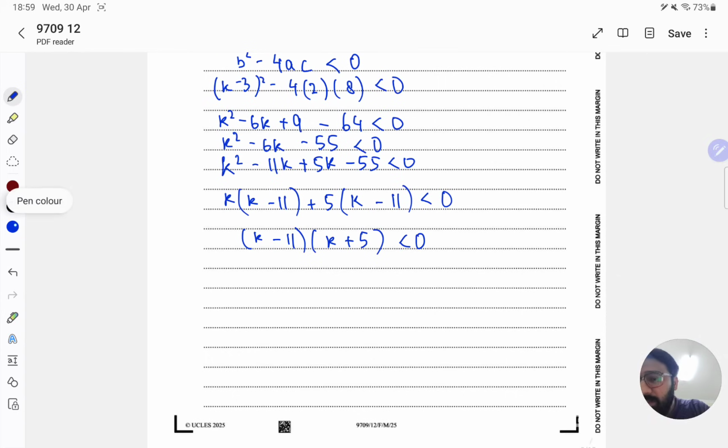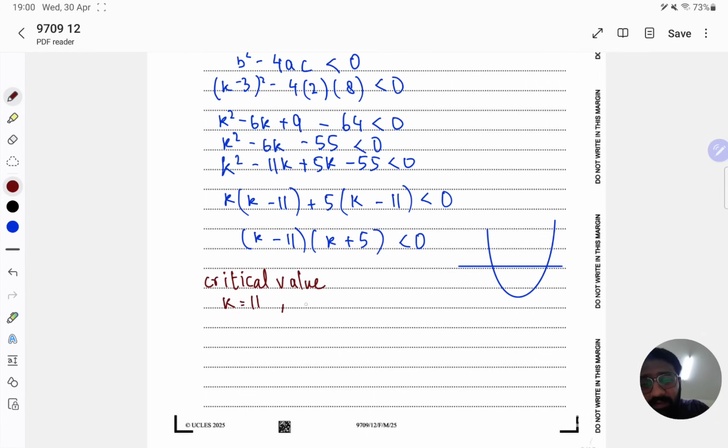So let me just visualize it. If this is the axis, and since it's a positive graph, if I draw it like this, the two critical values that I will have are k to be 11 and k to be minus 5. These are basically the critical values for x now. So this is one critical value, which is minus 5, and this is the other critical value, 11.